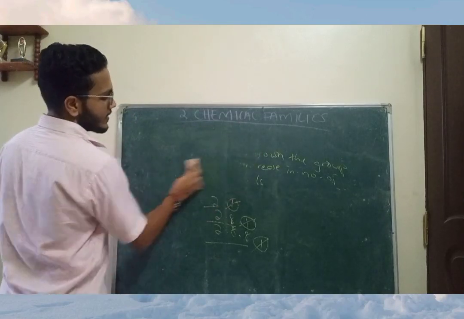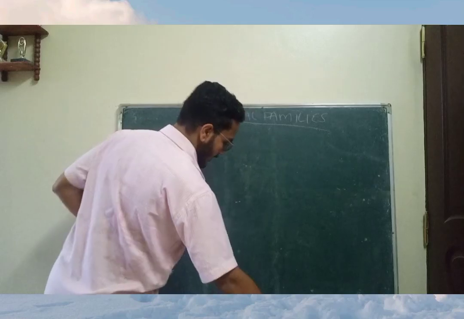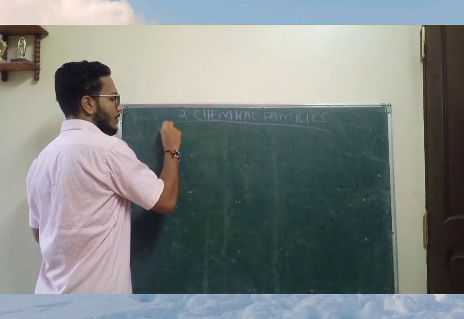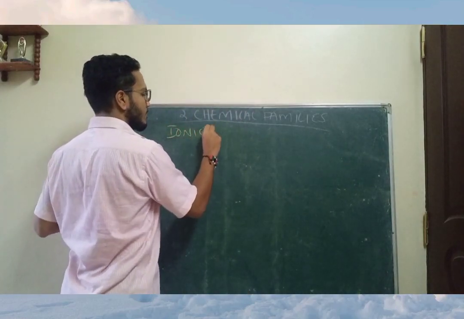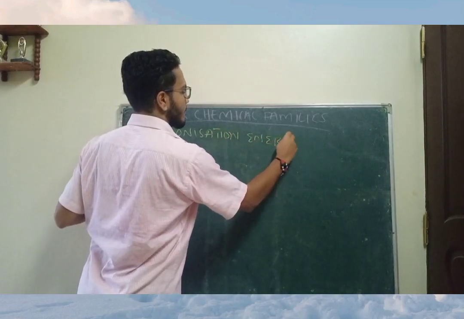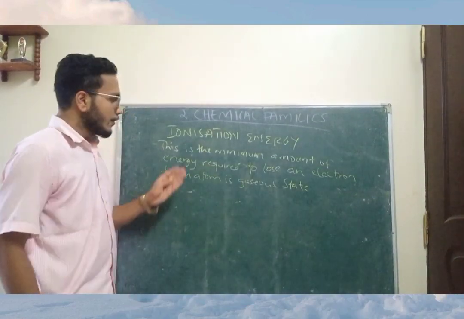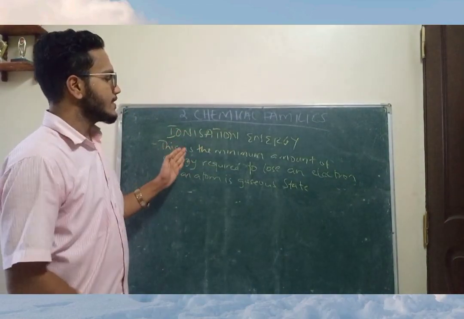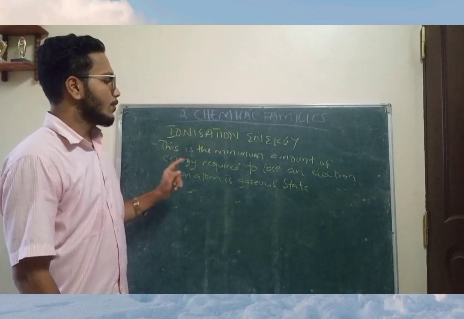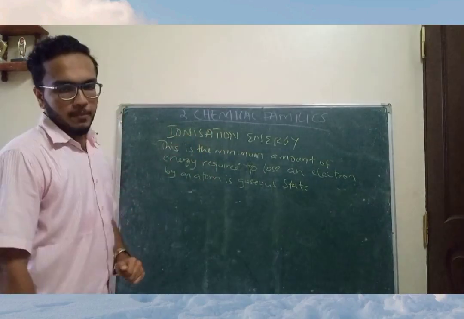From ionic radius we go to ionization energy. Ionization energy is the minimum amount of energy required to lose an electron by an atom in gaseous state. What do I mean by this?